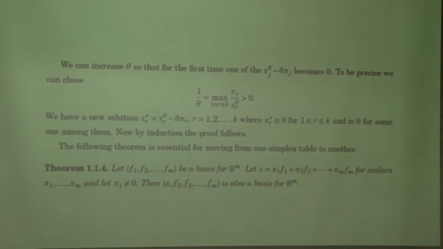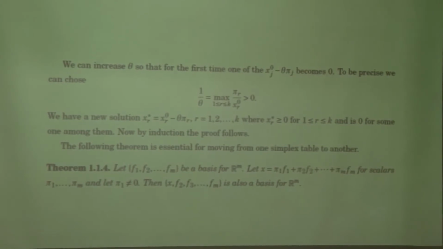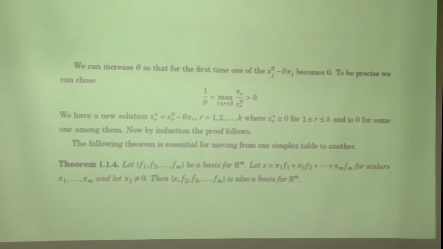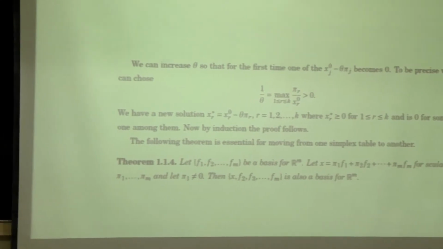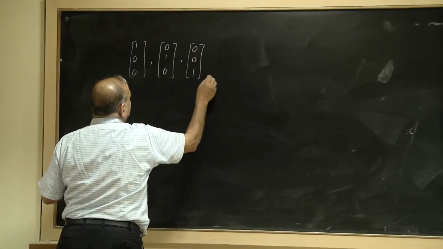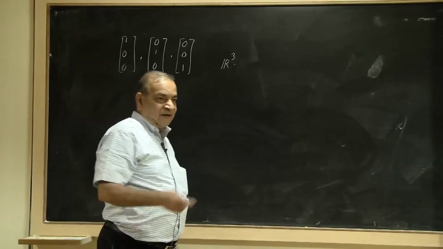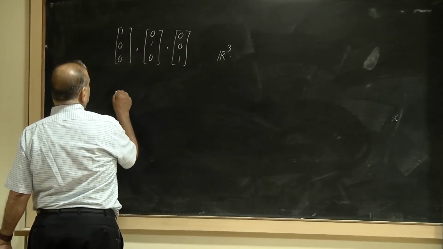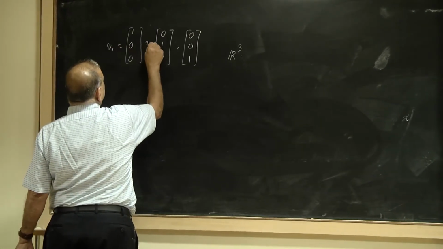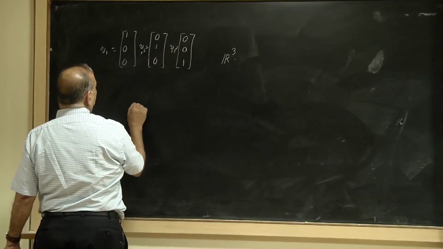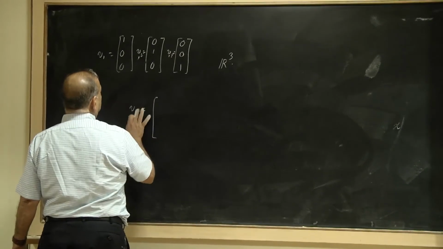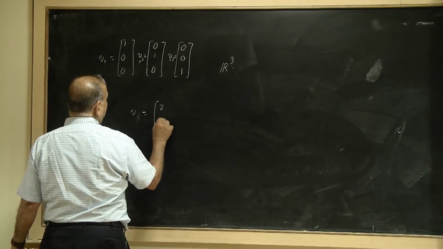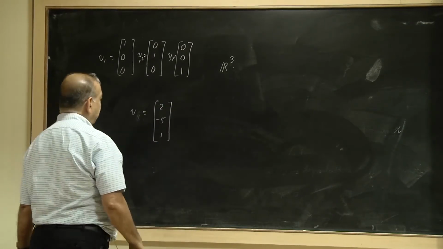So what does it say? Let me write it down. Say, for example, 1 0 0, 0 1 0, 0 0 1 is a basis for R3. Agree? Any vector is a linear combination of them. Now call these V1, V2, and V3. Then I write a new vector V as 2, minus 5, 1.